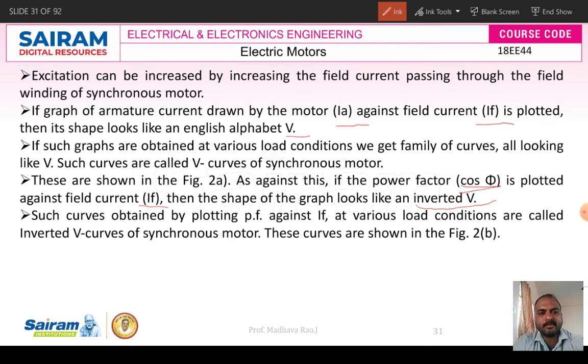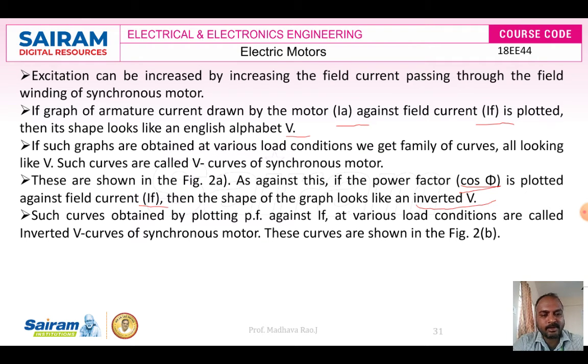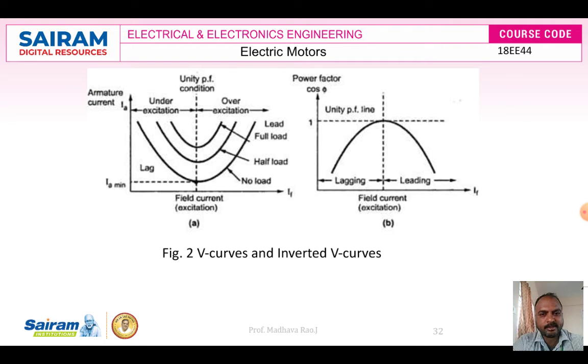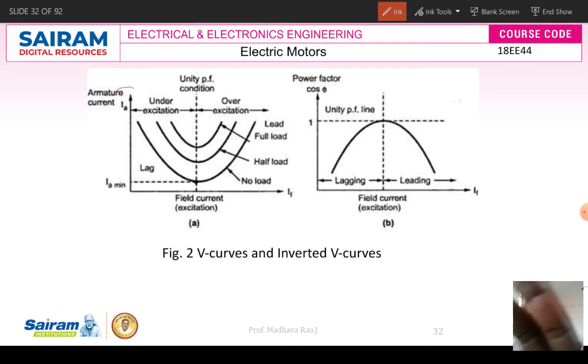Now we will see the V curves and inverted V curves in this graph. The first diagram shows the V curves and the second diagram shows the inverted V curves. We call them V and inverted V curves because the shape of the curves looks like a V and an inverted V. V curves are drawn as IA versus IF, with IA on the y axis and IF on the x axis.